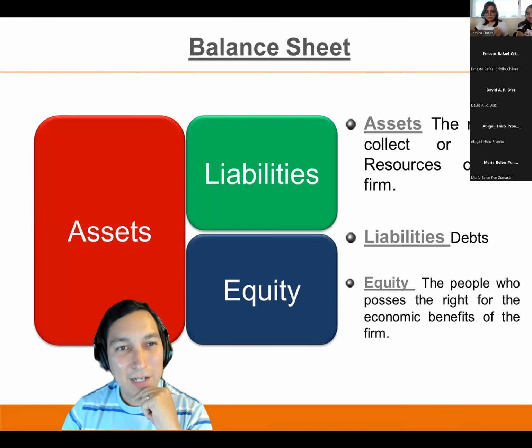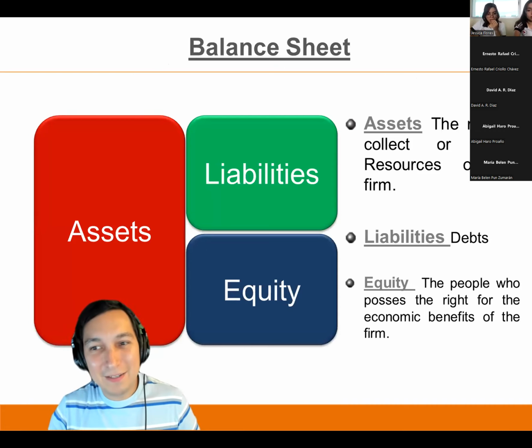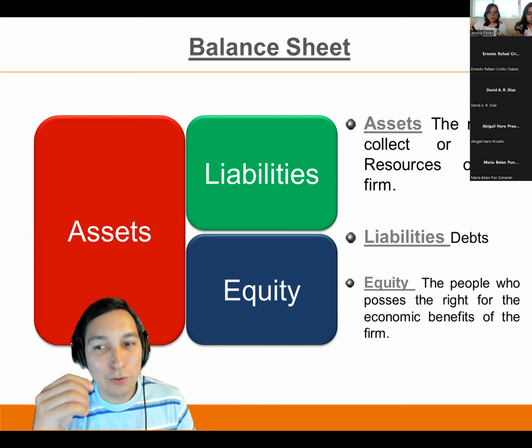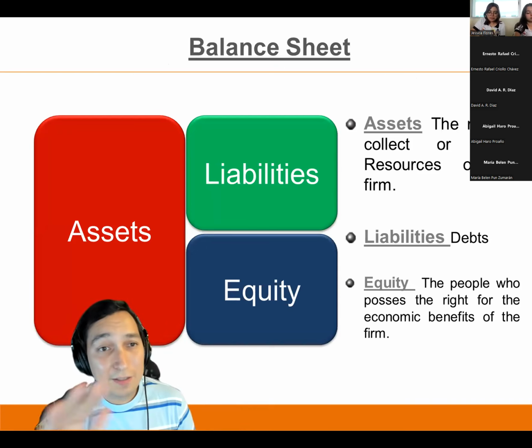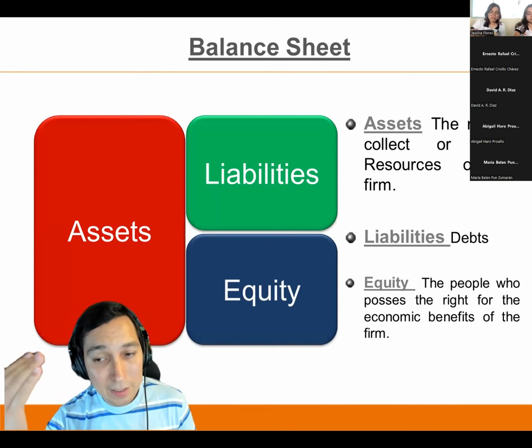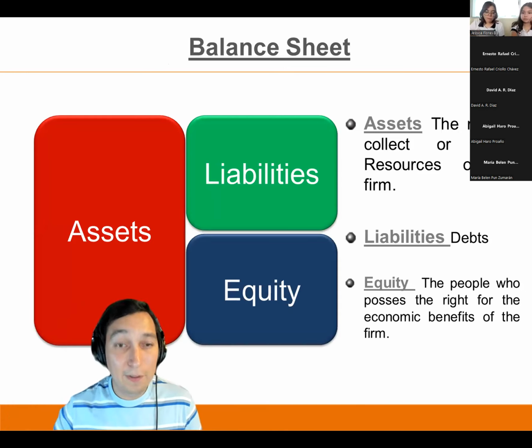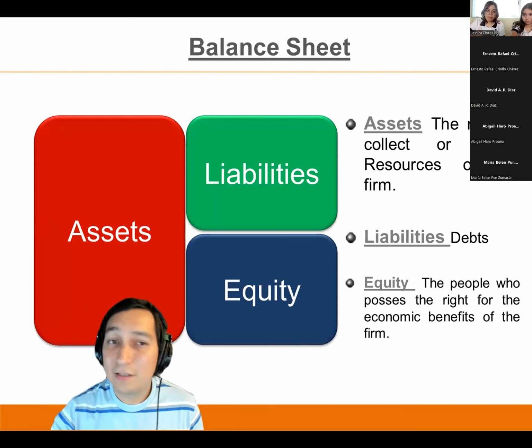So in here you have now the recorded definitions, guys. Assets are the right to collect or the right to claim, and are also resources of the firm. Liabilities are debts. That's it. And equity is the people who possess the right for the economic benefits of the firm. If they don't have economic benefits, they won't get paid. Okay.